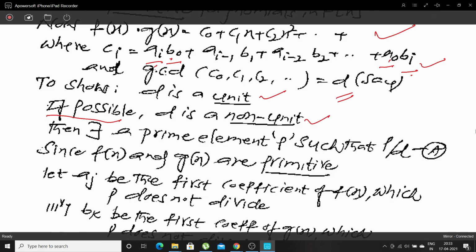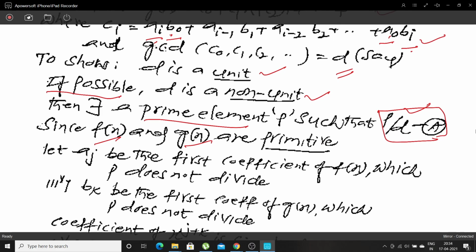If it is a non-unit, there exists a prime element. Prime element means it may be 2 or 3 or 5 and so on. There exists a prime element P such that P divides D. Since both are primitive, we know that the GCD of their coefficients is 1.